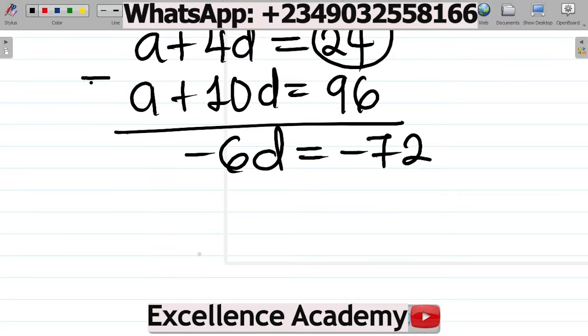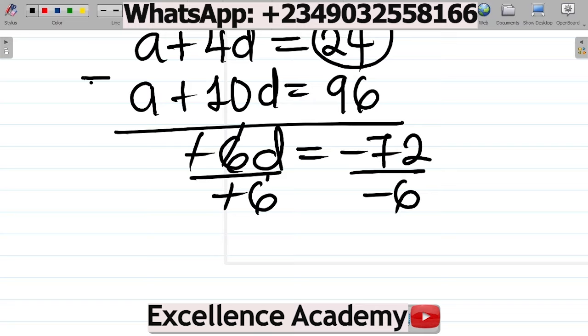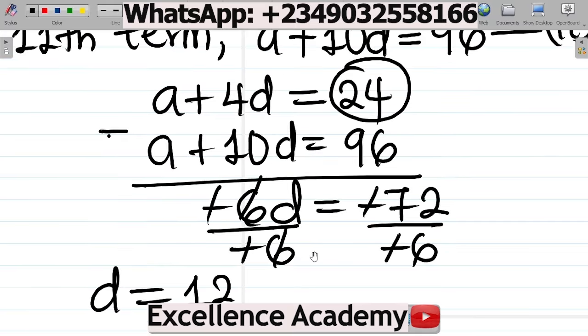From here, let's get the value of D. Divide both sides by minus 6. This cancels this, and this cancels this. So D is equal to minus cancels minus, we have 72 over 6, and that gives you 12. So D is 12. We are asked to find the value of A, not D.